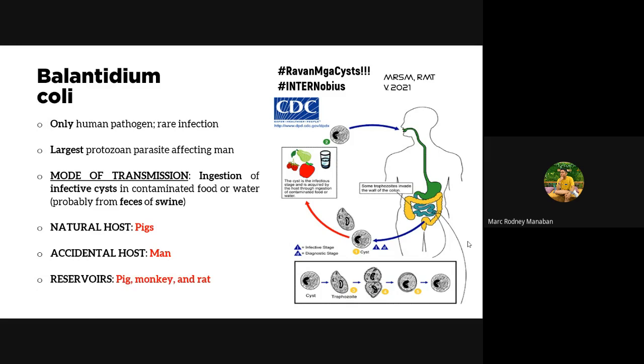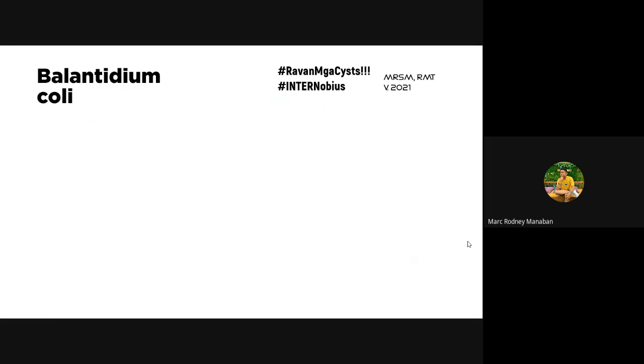Okay, reservoirs could be pigs, monkeys, and even rats. And the infective stage is still the cysts. So that's for Balantidium coli. Now we go to the morphology, starting first with the cyst, trophozoite, sorry.